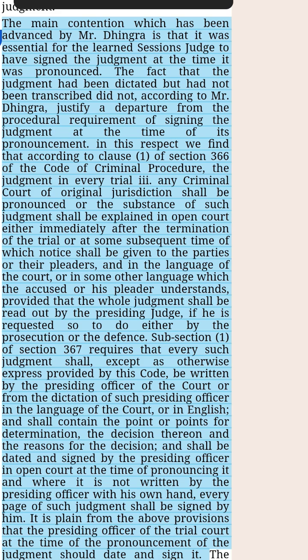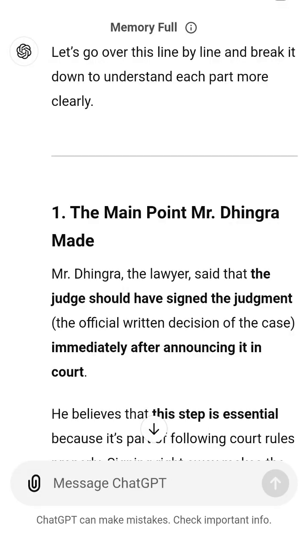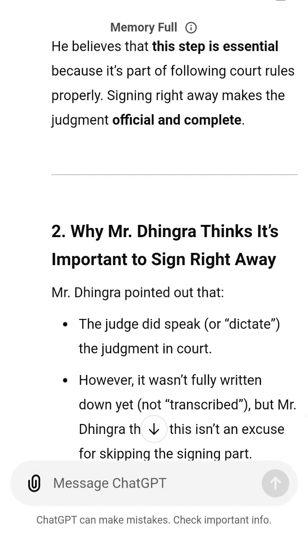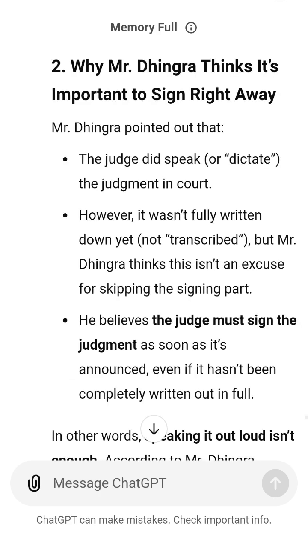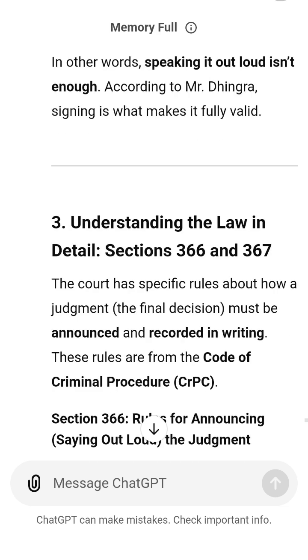Signing right away. Signing immediately after announcing makes the judgment official and complete. The signature shows that the judge is committed to this decision and it can't be easily changed afterward. Including the reasoning. By writing down the questions, decision, and reasons, the judge shows how they reached this decision. This helps people understand and trust the judgment since they can see the judge's thought process.